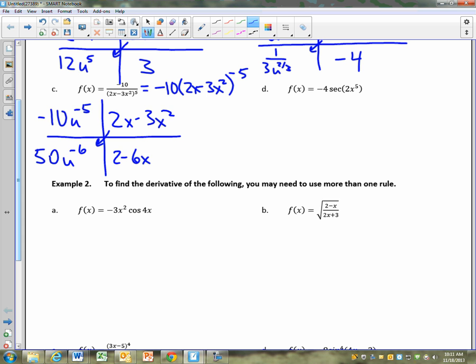So, when we multiply these together to find our derivative in the end, I can distribute the 50 to both of those and get 100 minus 300x. So that'll be my outside portion. My inside portion will be 2x minus 3x squared to the negative 6 power. So that will be on the bottom. We'll try this again: 100 minus 300x over (2x minus 3x squared) to the 6th power.